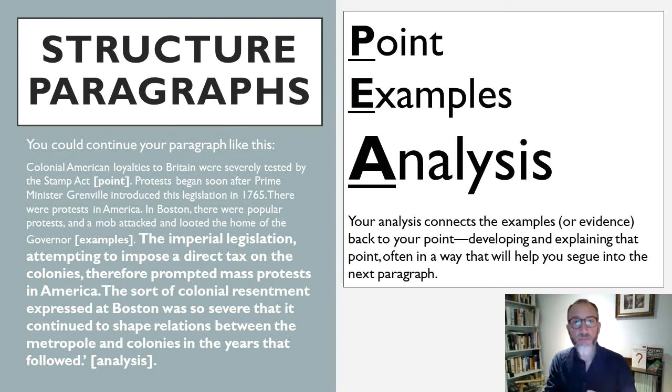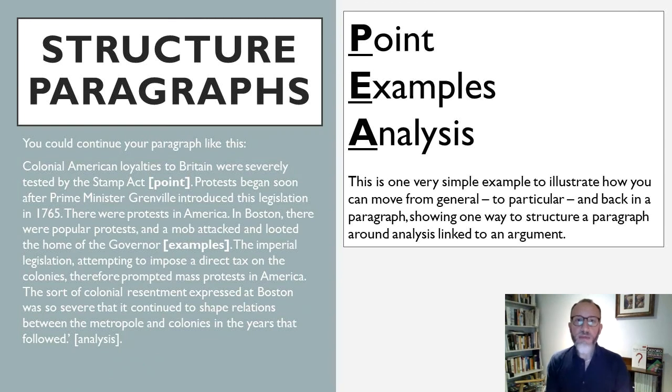Those things too might also require a footnote. That's a judgment that you need to make as you write. So there you go. That's one incredibly simple example to illustrate how you can move from the general to the particular and back in a paragraph. From a general point through particular examples back into more general analysis.